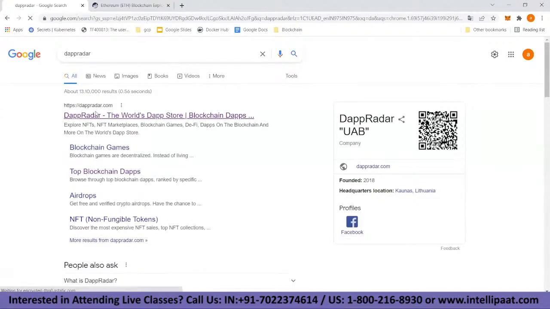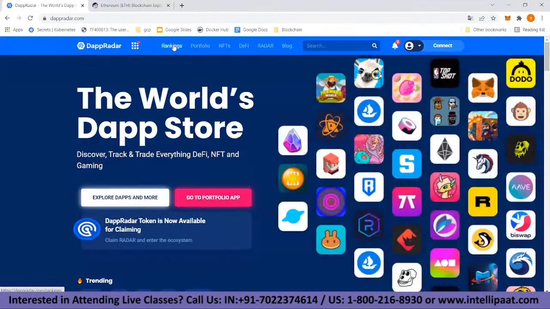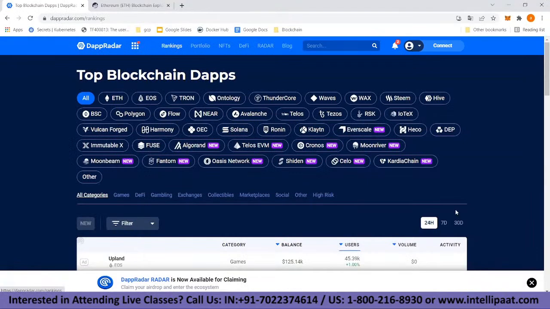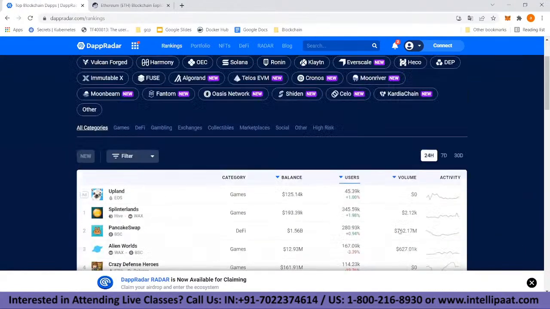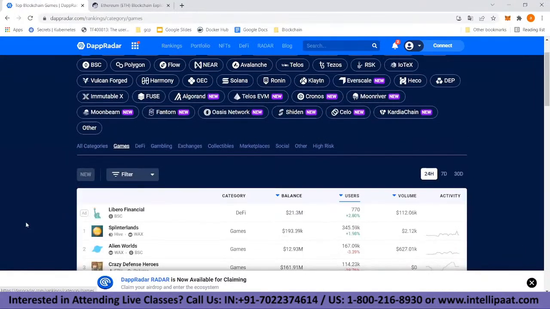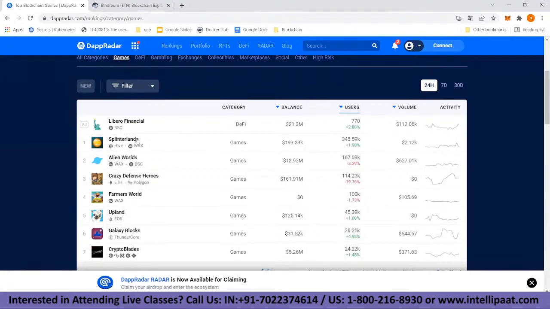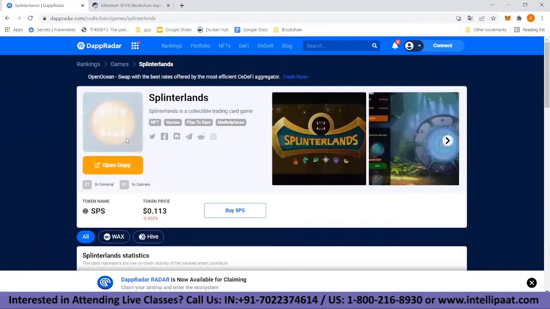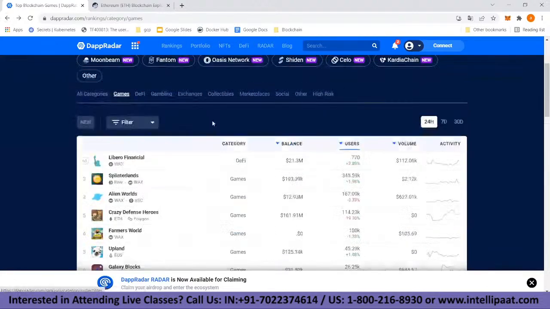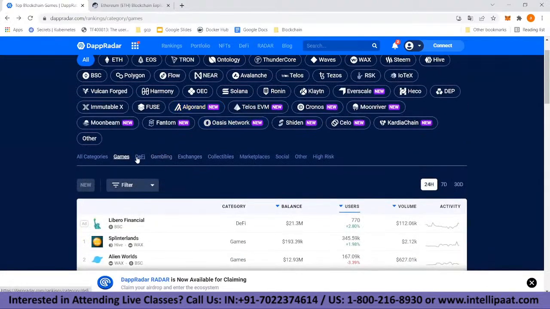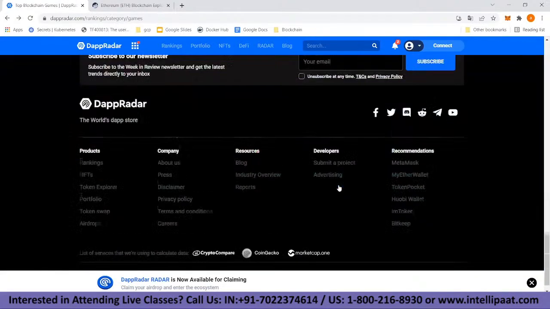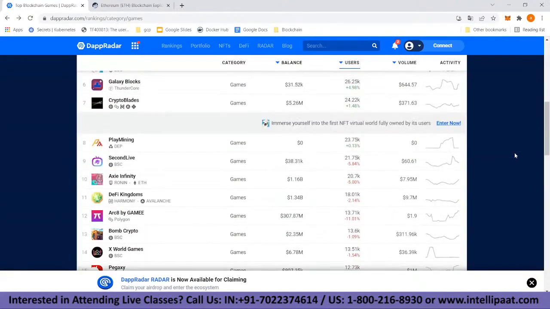There is this website called DappRadar. On this website, you can see so many dApps, decentralized applications people have developed. There are so many games. You can see these are the games here. Now people are building play-to-earn games, which means you play a game and you actually earn real money, real cryptocurrencies. There are also gambling, decentralized finance, exchanges, collectibles, marketplaces, and so many apps people have developed. If you want to build like this, then yes, you need to know the technology.